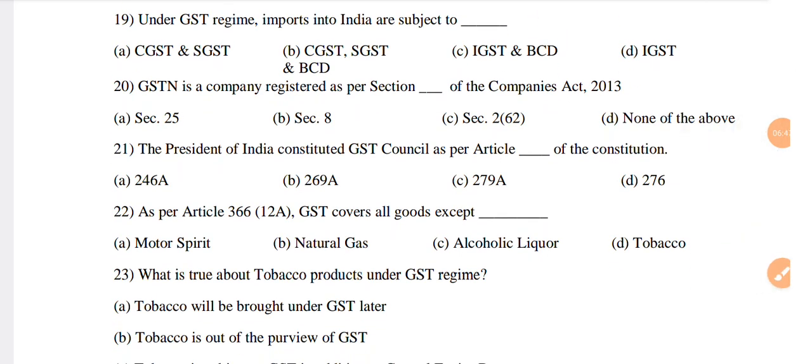Next question. GSTN is a company registered as per section dash of the Companies Act 2013. Option A section 25, B section 8, C section 2 subsection 62, and D none of these. The correct option is B, section 8.